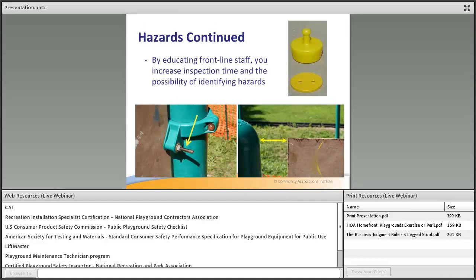There are a lot of things that your employees can start doing tomorrow to keep an eye out on potential hazards. And by educating those frontline staff and equipping them with this knowledge, you can increase inspection time and make your playground safer, actually pretty easily. So if your staff is out there mowing grass or picking up trash on the playground, train them to look for broken glass in that safety surfacing. Look for protruding bolts or metal, something that's going to harm a child. Keep an eye out for worn swing chains. Any little action to reduce hazards makes playgrounds safer, and you're likely to decrease your liability for your association by doing so.